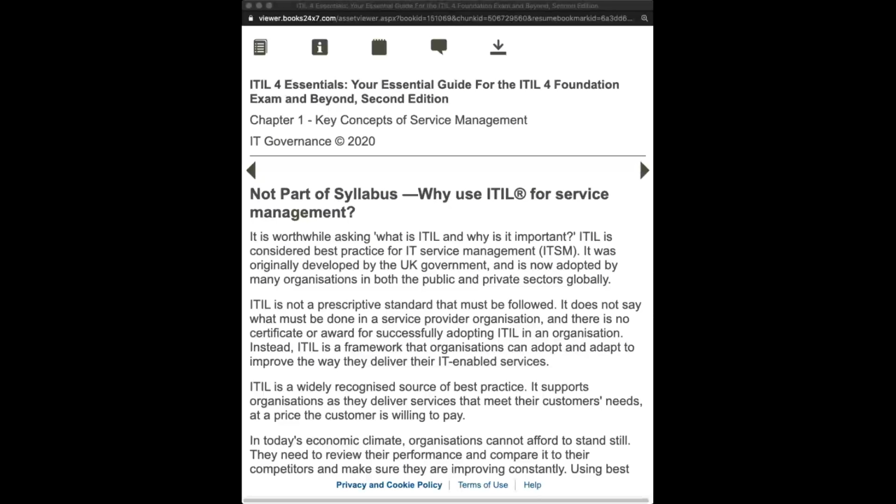Okay, while that's loading, I'll continue on.